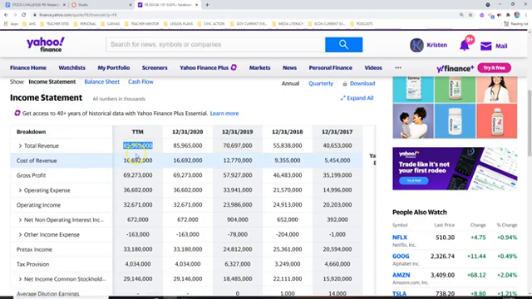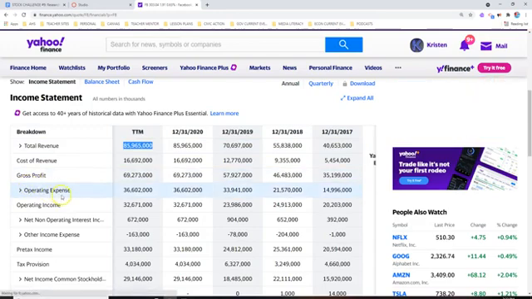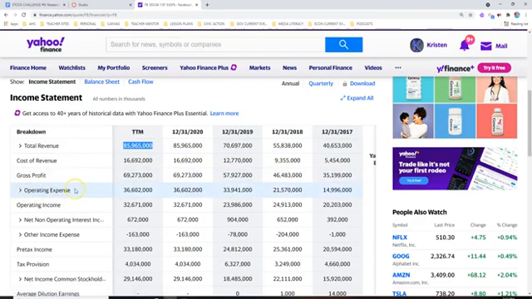So for Facebook, the total revenue for the last year, they made $85.9 billion. Wow. Then I ask you to look at the total cost of production, or their operating expenses. So to provide Facebook's service, their social media service, cost $36.6 billion.